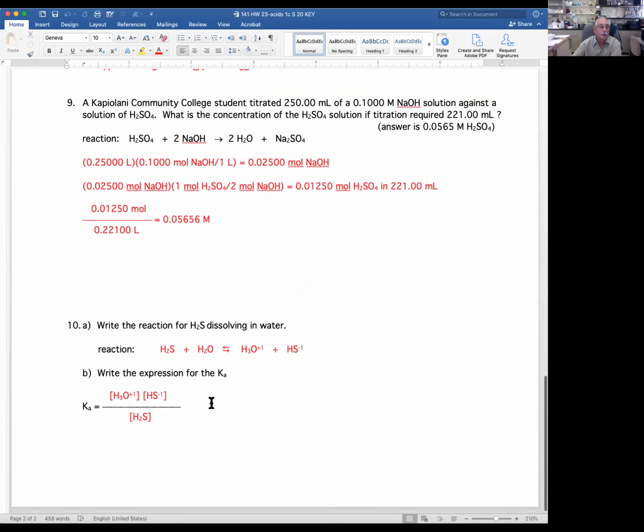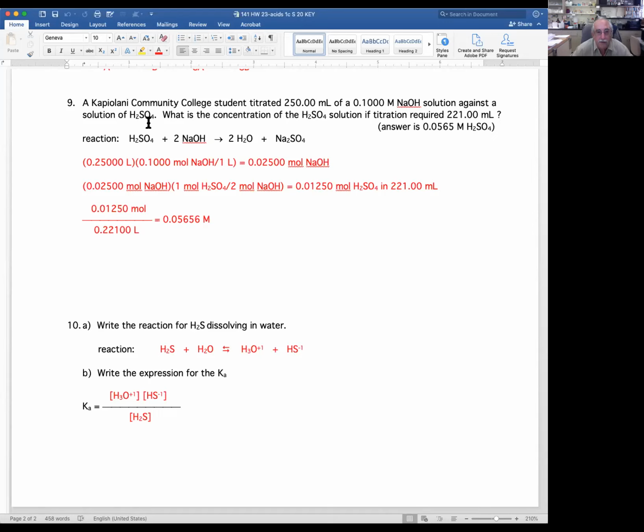So here's another titration. A student titrated 250 milliliters of a 0.1 molar solution of sodium hydroxide. What does that mean? You have the moles per liter and the liters there, so you can get the moles of the base, against a solution of H2SO4.